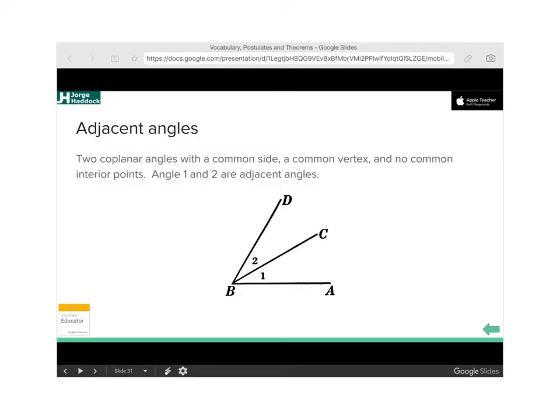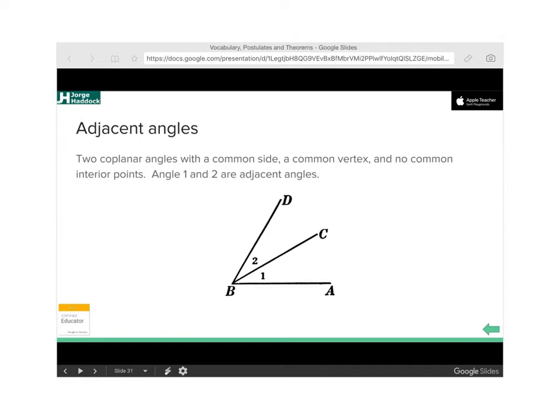Hi, so in this video we're going to be working with angle pairs. The first type of angle pair that we're going to be working with is adjacent angles. Adjacent angles are two coplanar angles with a common side, a common vertex, and no common interior points. For example, angle 1, this one right here, and angle 2 are adjacent angles.